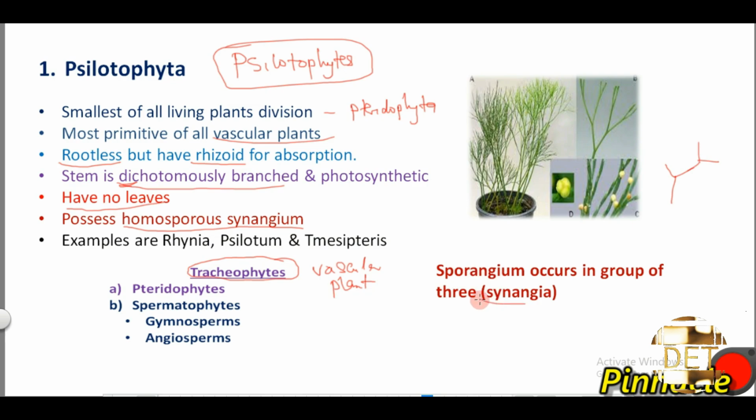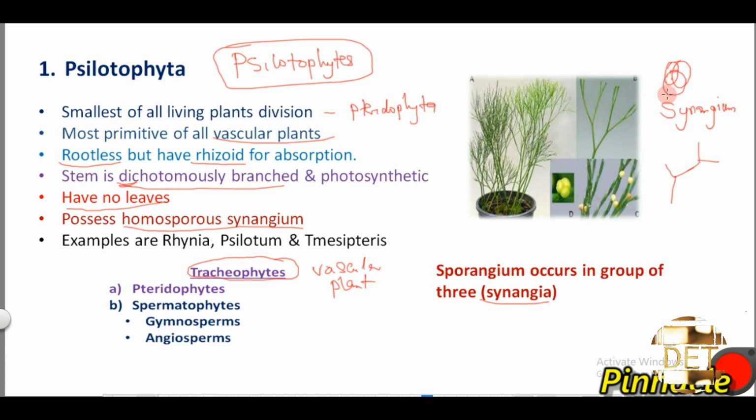The plural is synangia, singular is synangium. The synangium is just a collection of three sporangium. So this is a sporangium. It contains a lot of spores. When you have a collection of three sporangium in a group, what this collection refers to is the synangium. So the synangium is just a group of three sporangium.